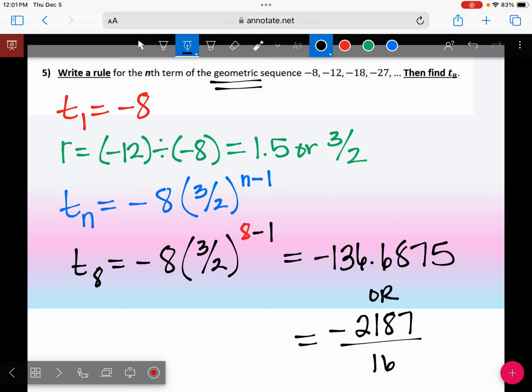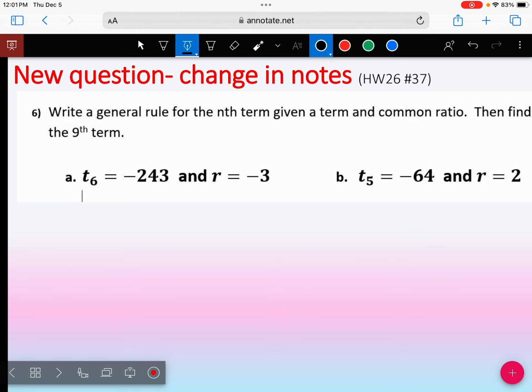Oh, sorry, I skipped the whole page. Let's go to number 6. So number 6, they told us the 6th term and the common ratio. And we have to figure out what we have to know in order to write a rule. And I added this question. It says homework 26, but it's actually for you all, homework 24. So this is a question like a question in homework 24. I just added it so you can see it before you do your homework.